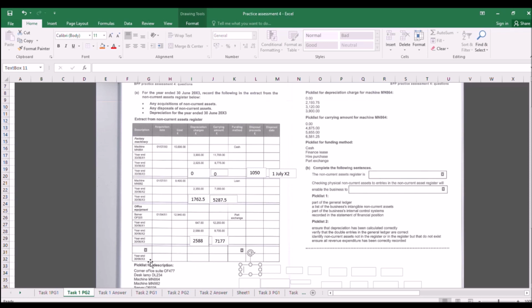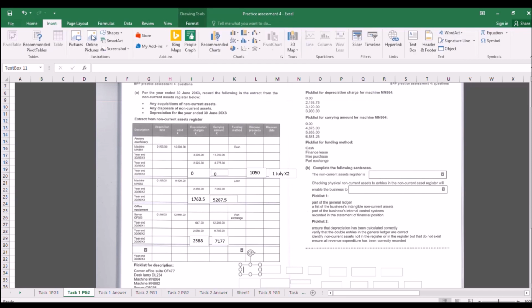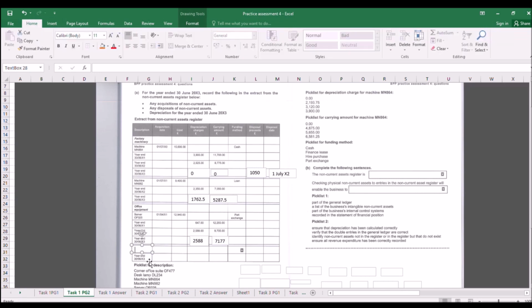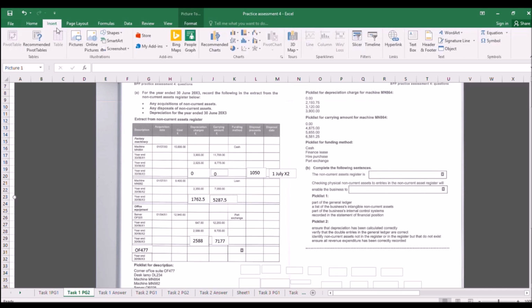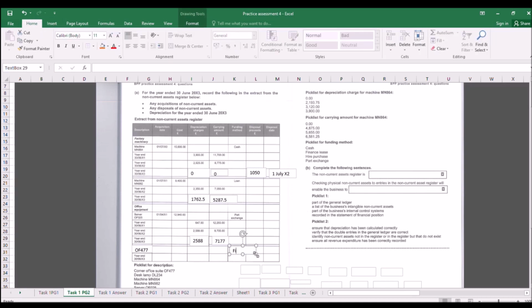This seems to be where we're going to drop in our shape in here. This is where we're going to drop in our new item over here, OF477. It's going to be that one that's going to drop into there, and now we're going to have funding methods, so we're going to put finance lease into here. Yeah, we have got that one available. Finance lease there.